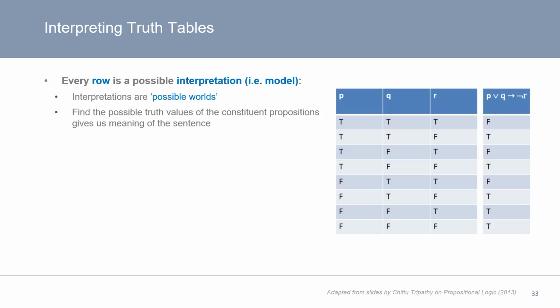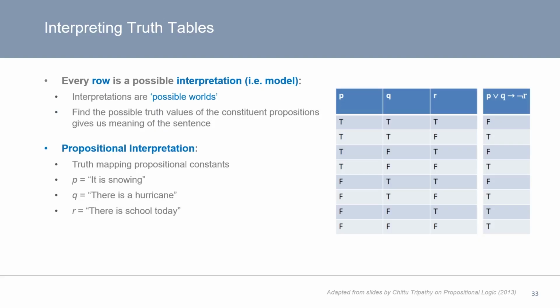Every row in a truth table is a possible interpretation, otherwise known as a model. Interpretations are basically possible worlds. Finding the possible truth values of the constituent propositions gives us the meaning of the sentence. The term propositional interpretation refers to truth mapping of propositional constants, such as these three atomic propositions: is it snowing, true or false? There's a hurricane, true or false? Or is there a school day today, true or false? Sentential interpretation is truth mapping of propositional sentences, such as the example we gave in the last slide.